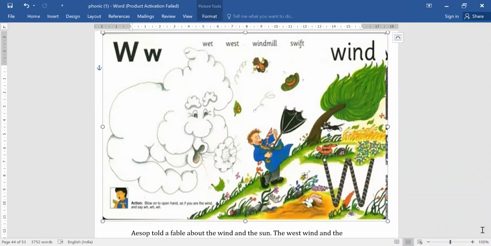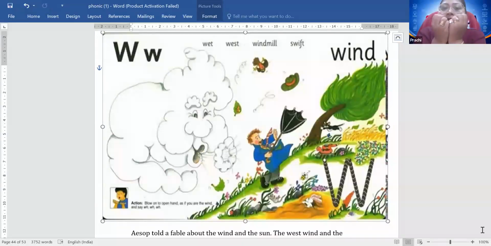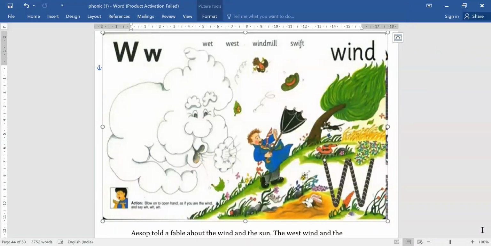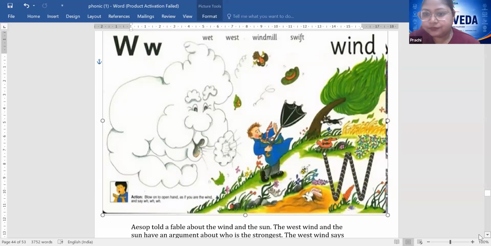And what will be the action of letter W? Like you blow the wind. Wa, wa.